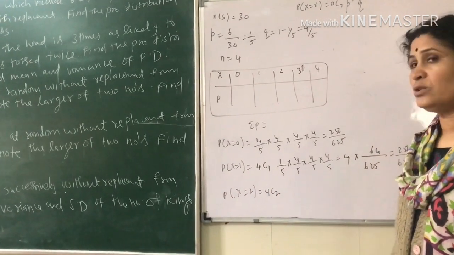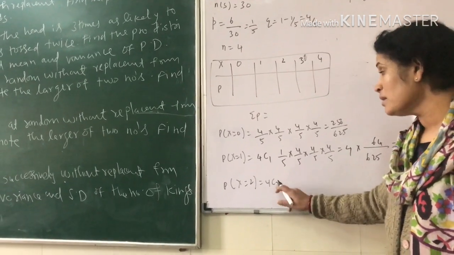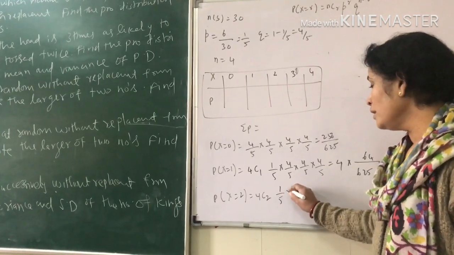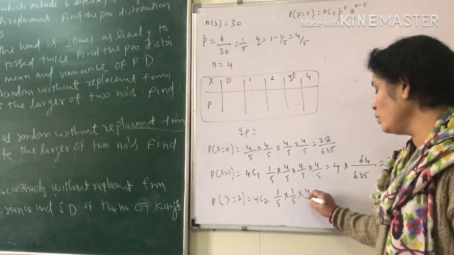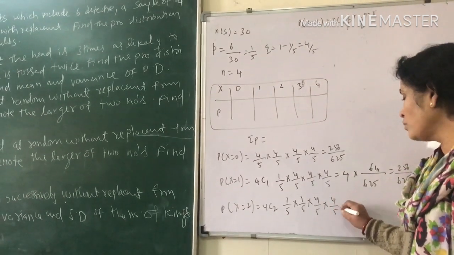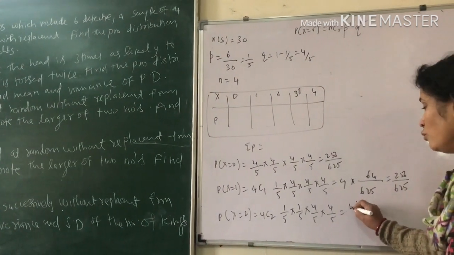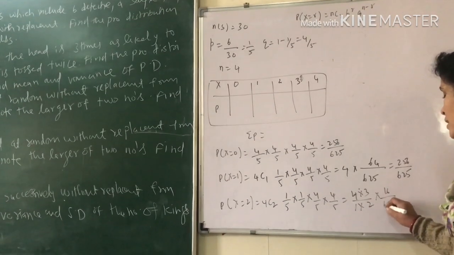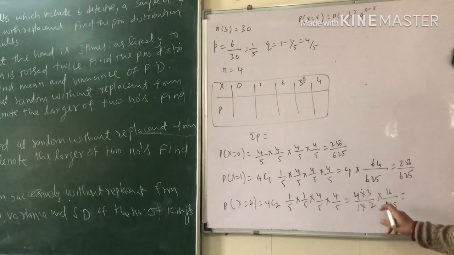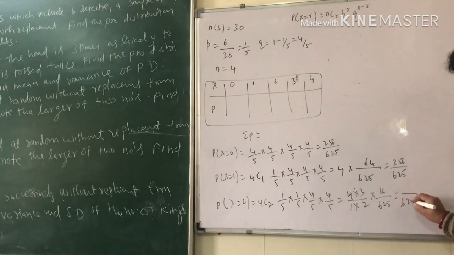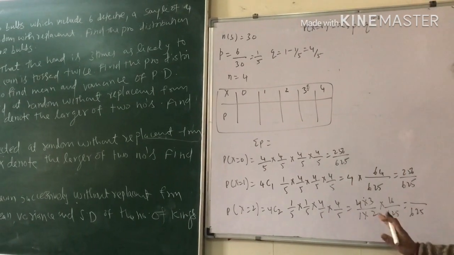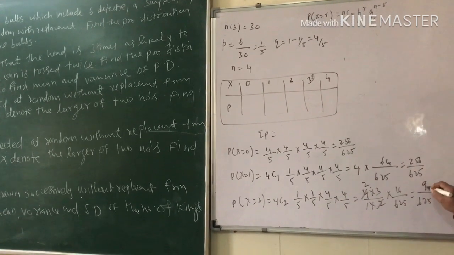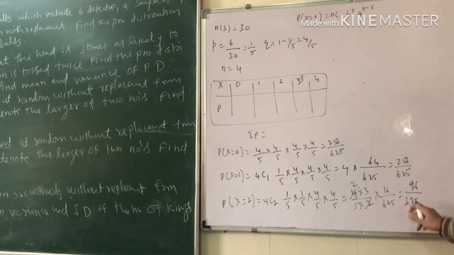Probability of X equal to 2 is 4C2 into, out of 4 bulbs we have 2 defective. So that is 1 out of 5 into 1 out of 5 into 4 out of 5 into 4 out of 5. So 4C2 means 4 into 3 upon 1 into 2, into 16 out of 625. You can simplify the numerator, but keep the denominator with you, so adding the summation of P(x) will be very easy then. If you want to cancel, most welcome. Then 16 into 6 is 96.